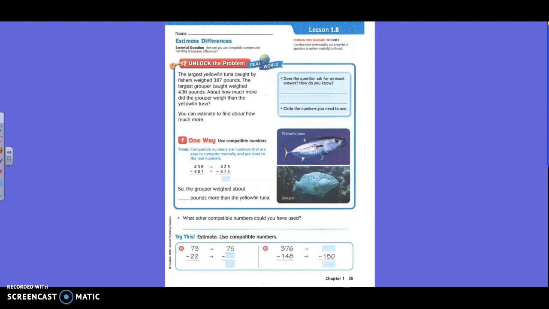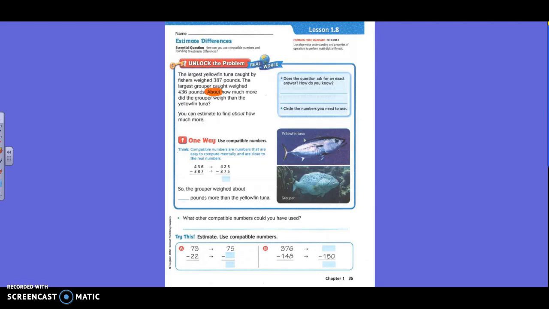Okay, in the box, the first question, the blue box, says, does the question ask for an exact answer? Yes or no? No. How do you know that it doesn't ask for an exact answer? What word in the story tells you that it is not going to be an exact answer? About. The word about. Remember? So I hope on the other paper, when it said about, you were rounding.